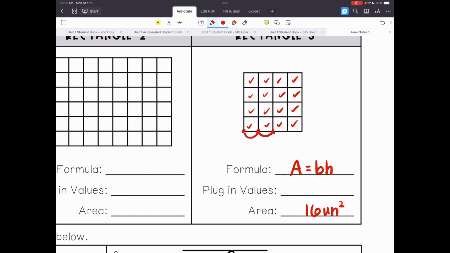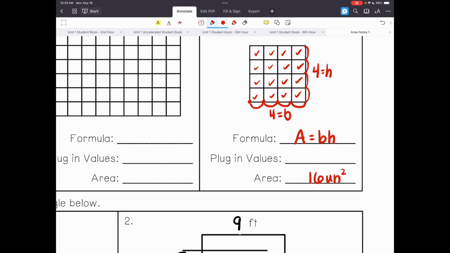So that's 1, 2, 3, 4 units is my base. So I'm going to label that. And then 1, 2, 3, 4 units is my height. And plugging in values literally means that instead of me putting the B in, I'm going to put 4 in its place.